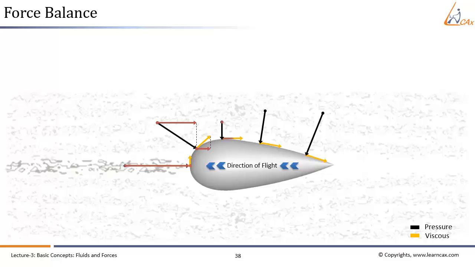Drag force is nothing but the net force acting against the direction of body motion. In order to evaluate the net force acting against the direction of motion, the algebraic sum of all the components of pressure and viscous forces along the direction of body motion is to be considered. This will give us the drag force.